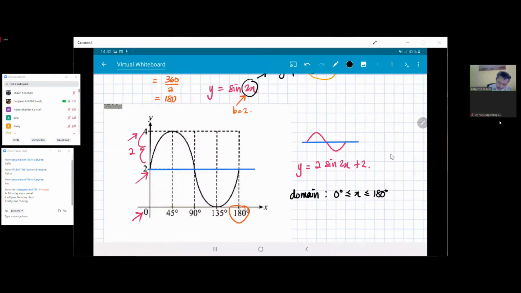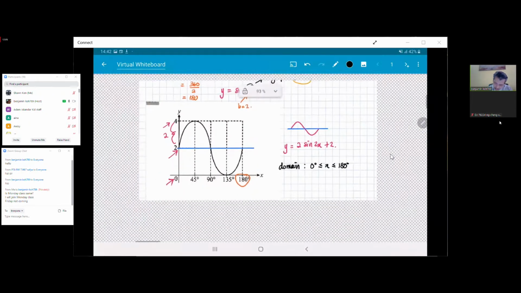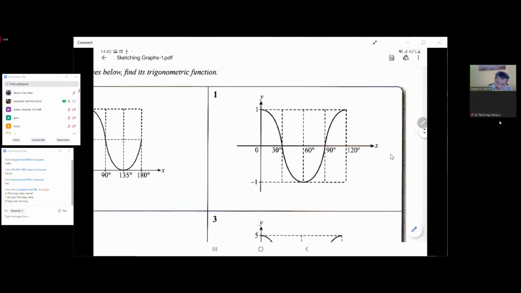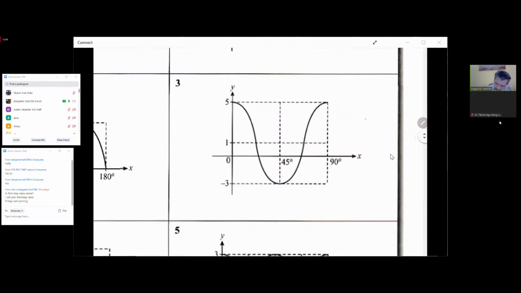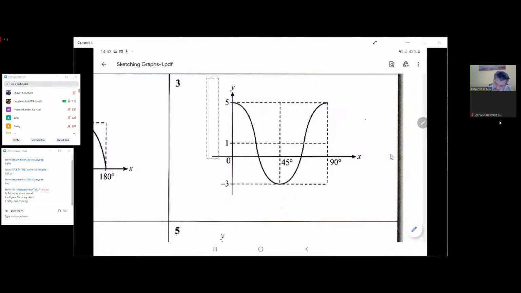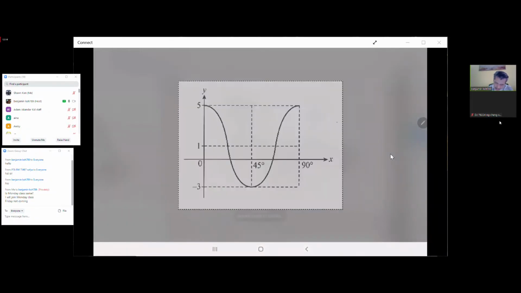Okay, so maybe what I'll do next is, okay, I'll pick this one. Okay, nombor 3. All right, now for the number 3 here, what we see is, again, you are given the graph shape, okay, bentuk graph dia.